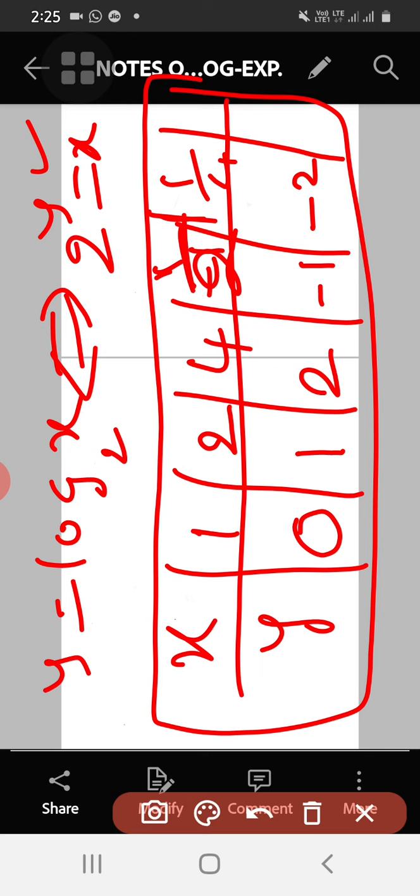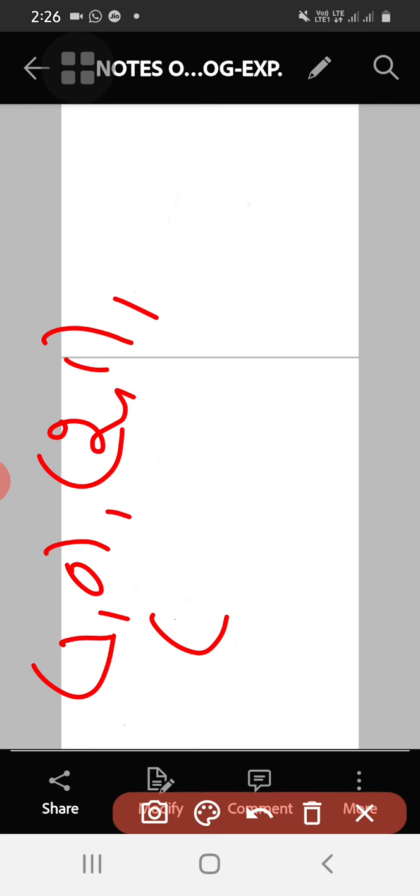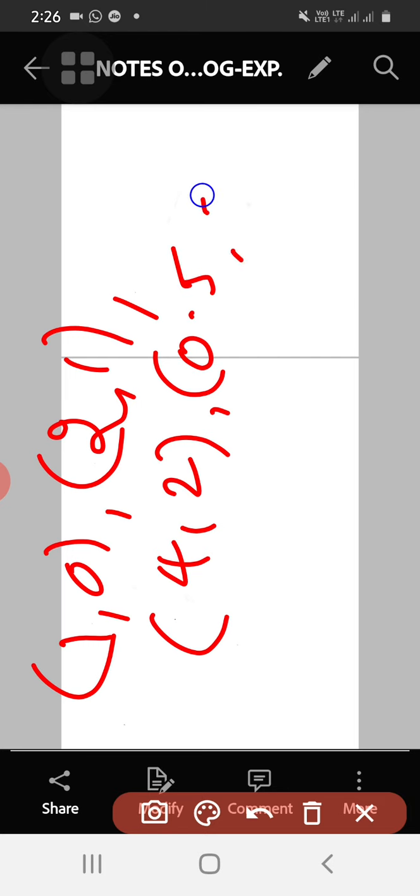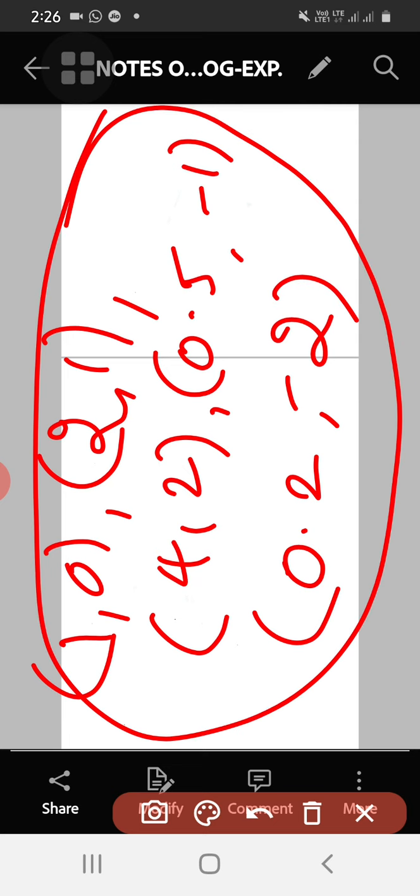Okay, so these are the coordinates of x and y. Let me mark the coordinates. What I got: 1 comma 0, then 2 comma 1, 4 comma 2, then half, that is 0.5, comma minus 1, then 1 by 4, that means 0.25, comma minus 2. So these are the points. You can take some more points. So let us mark these points on the graph sheet.